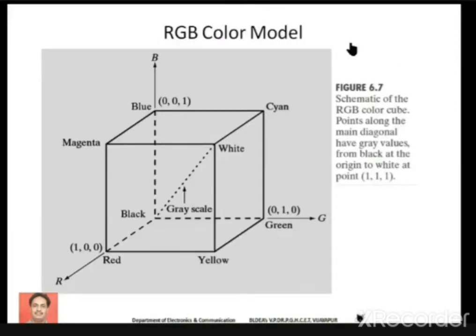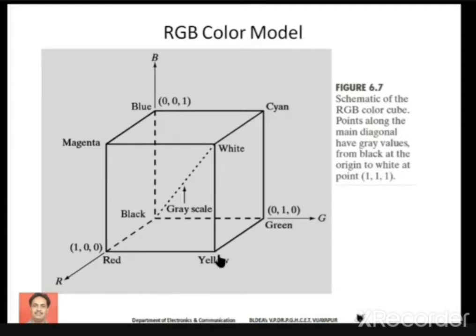The RGB color model, as the name itself indicates, employs red, green, and blue, the primary colors, to represent any color in the image. The RGB color model can be modeled as a cube. So we use the Cartesian coordinate system for RGB color model representation, and it can be represented as a cube.